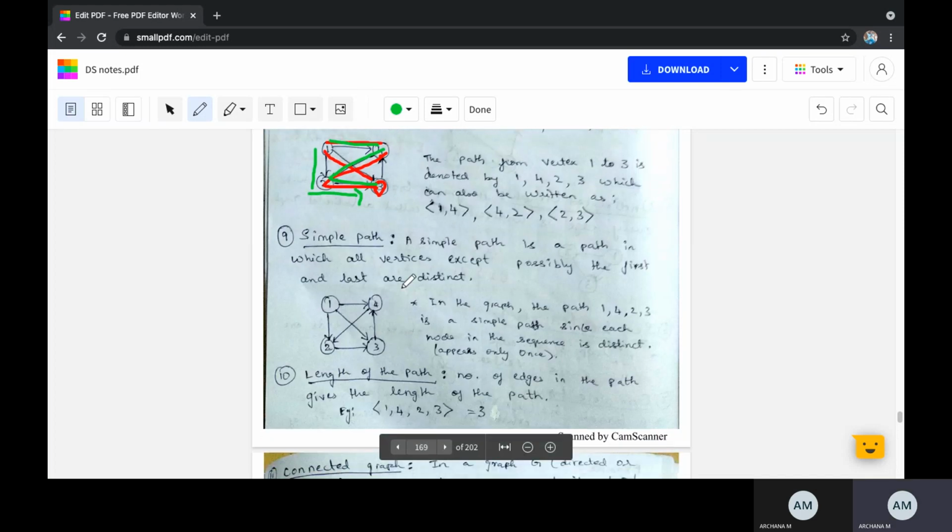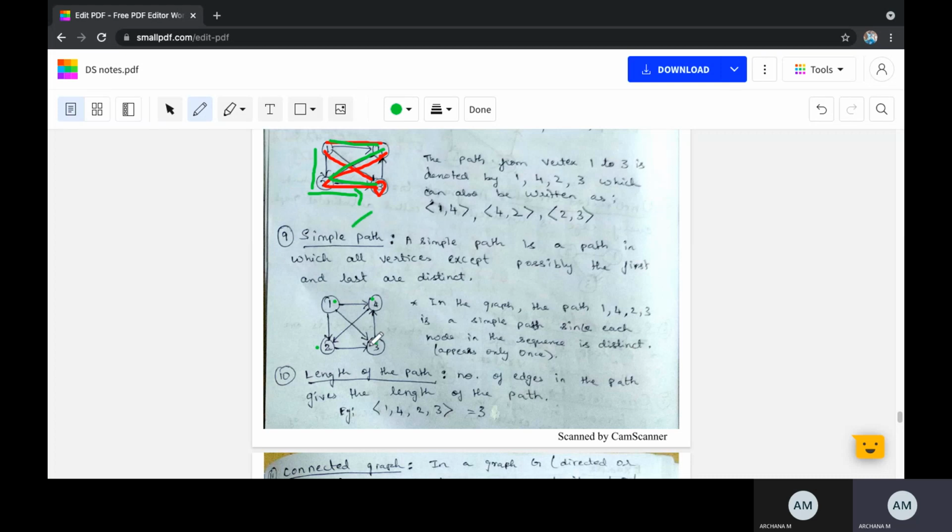Okay, then simple path. A simple path is a path in which all vertices except possibly the first and the last are distinct. For example, what is this? We'll see. In a graph, the path 1, 4, 2, 3. Look here, 1, 4, 2, 3 is a simple path since each node in the sequence is distinct. That is, whatever you're traveling from source to destination, all nodes appear only once. That is known as a simple path.